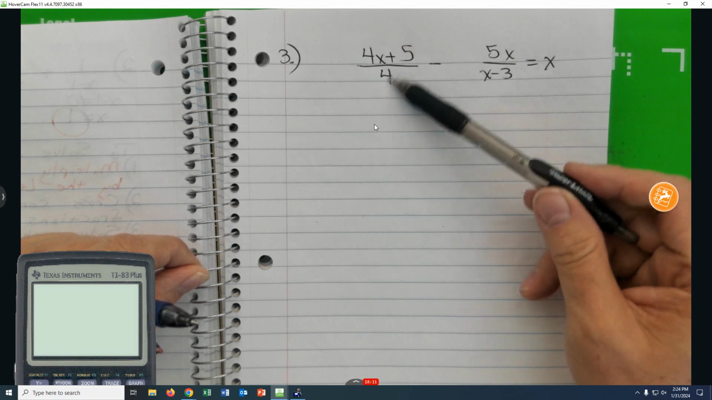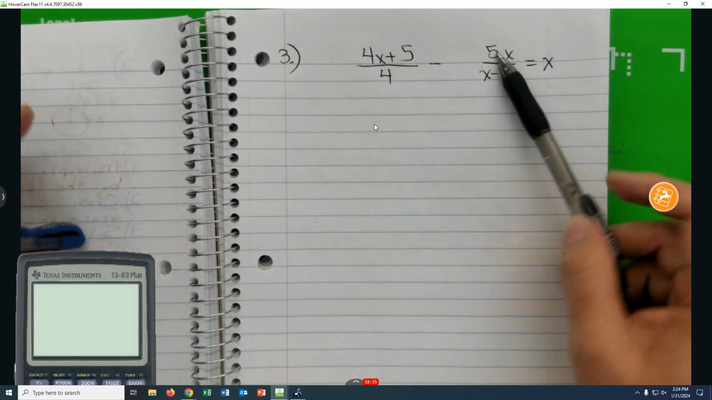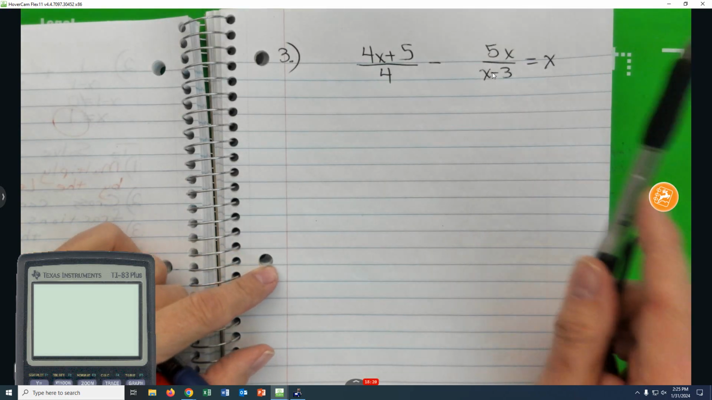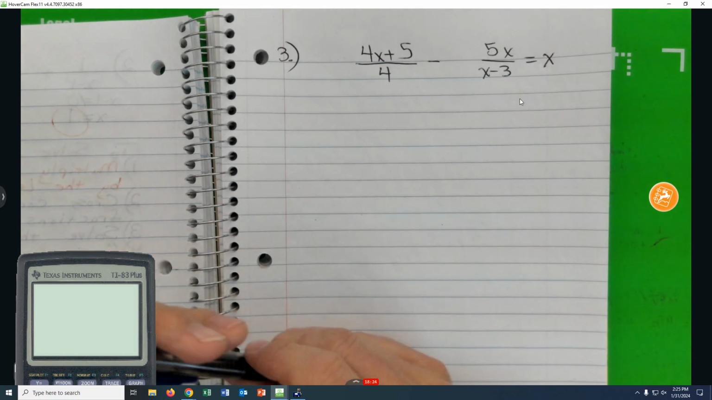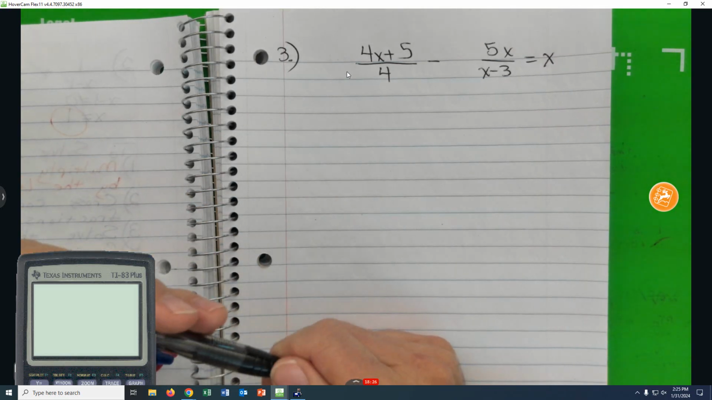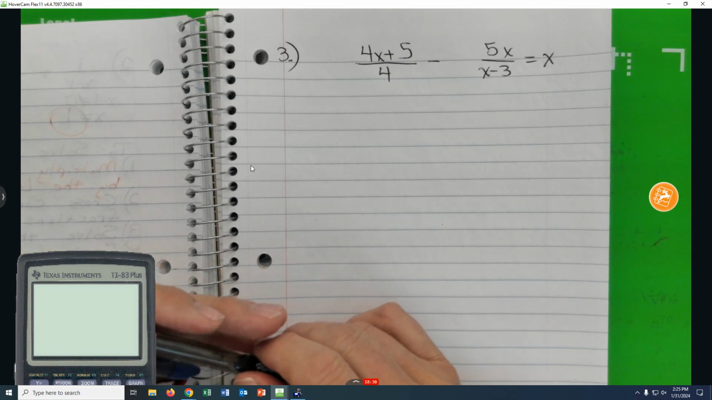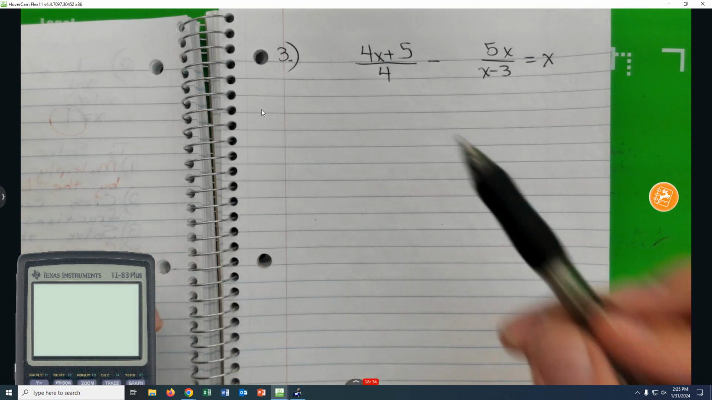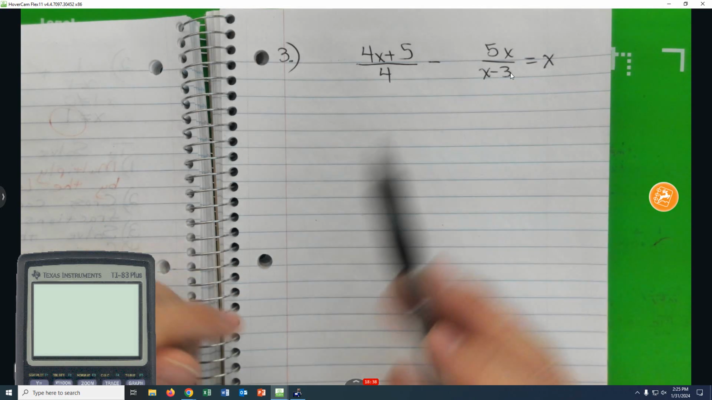Realize this first fraction is a single term. A fraction by itself is a single term. So we have one term, a second term, and then on the other side we have a third term. There are 3 terms there. We're going to have to multiply by the least common denominator 3 different times. To determine the least common denominator, look at the denominators that appear: 4 and x minus 3.